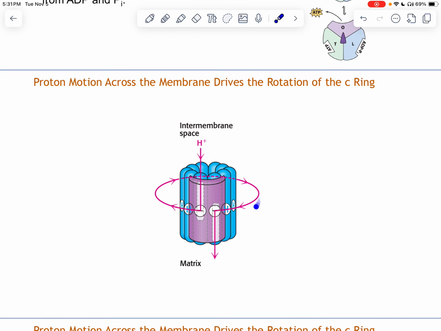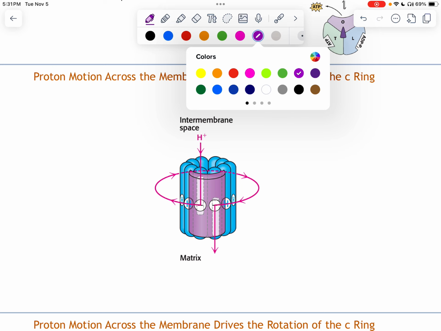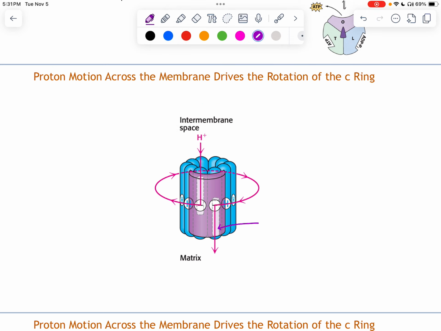So what we want to talk about now is how the flow of protons across the enzyme causes this to turn. Protons are going to enter, when we look here, this purple piece. That purple piece is the A subunit. So here was our A. And that subunit has 2 water channels. So the protons can come in.